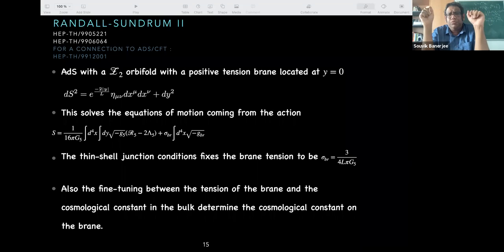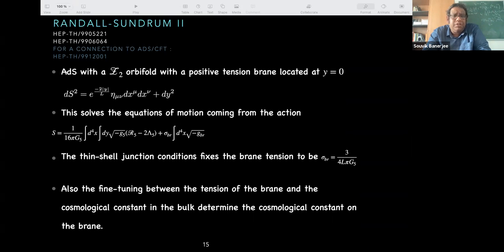However, in the Randall-Sundrum 2 model, you have an AdS spacetime with a Z2 orbifold, which has a positive tension brane located at y equal to 0. I think I had a picture. Yeah, y equal to 0, and the metric looks like this. You have this mod value, which tells you that you have a Z2 orbifold, so it decays on both sides around the origin at y equal to 0.